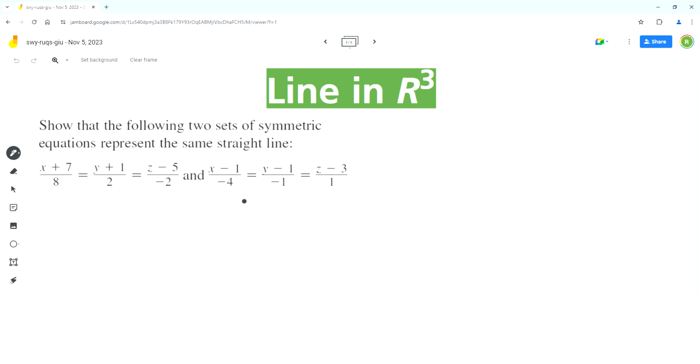So let's start by proving that these two equations represent parallel lines. For that, we'll have to analyze the direction vectors from these two equations. These equations are in symmetric form. The components of the direction vector of the line are the denominators in the fractions. So for the first line, the components of the direction vector are 8, 2, -2. The components of the direction vector of the second line are -4, -1, 1.